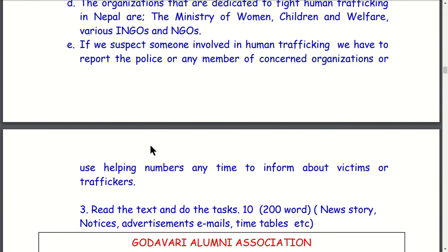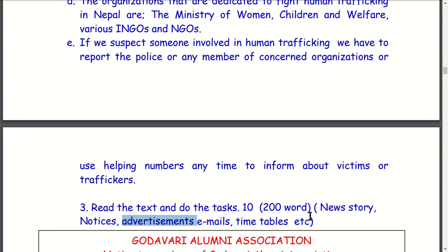Question number three, unseen text. Read the text and do the task. This carries 10 marks. The word limit is almost 200 words. This text can be a news story, any one text, but this is unseen here. You have not seen it. This may be a notice, it may be an advertisement, it may be an email, it may be a timetable, etc.